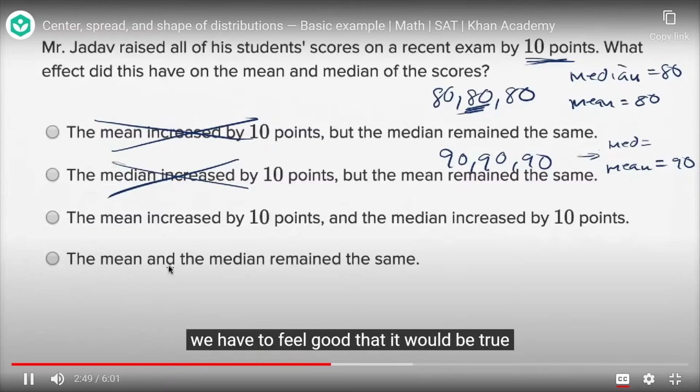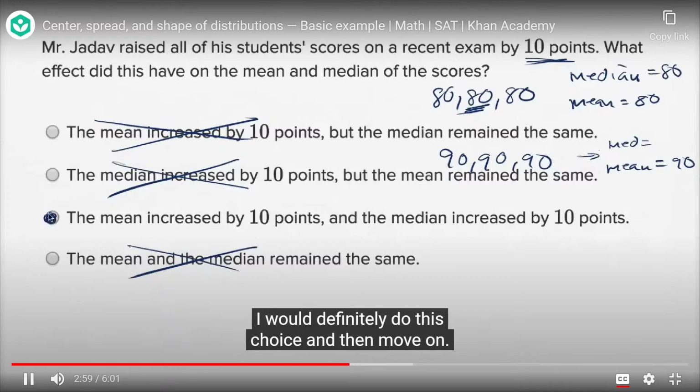In order for us to be able to select a statement, we have to feel good that it would be true for any combination of scores that his students had. So we could cross that out as well. So if I'm under time pressure, I'm taking the SAT, I would definitely do this choice and then move on.